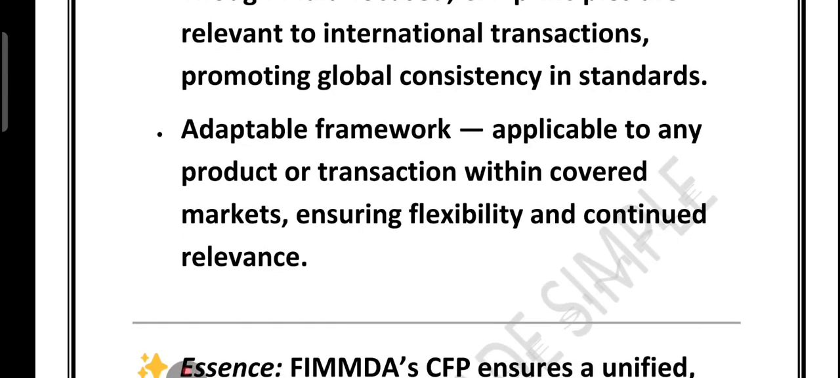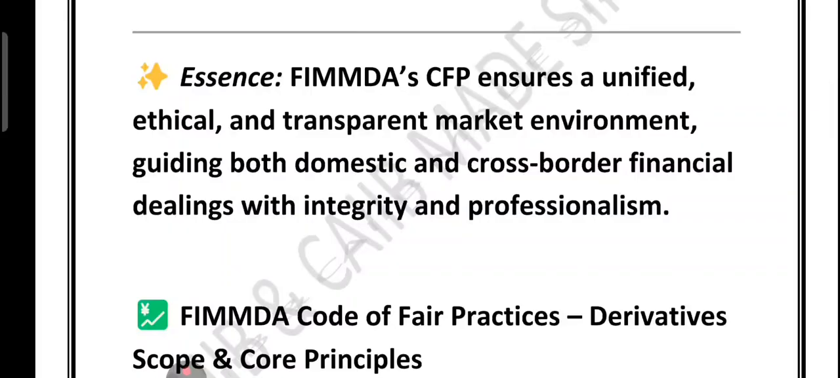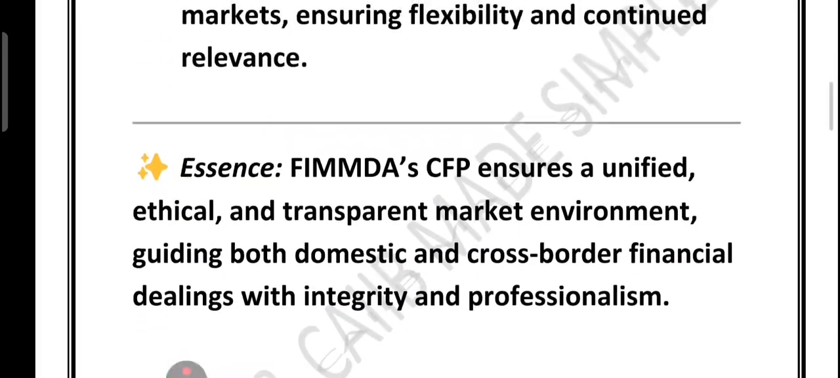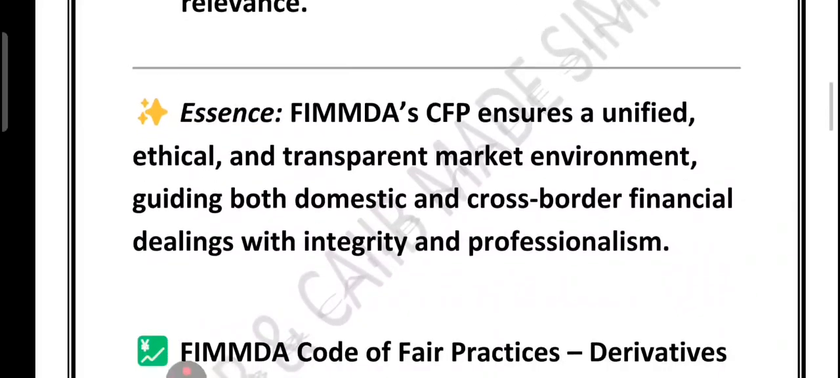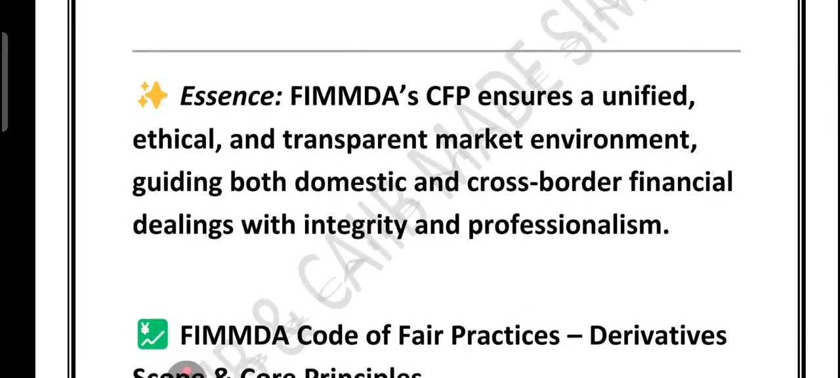What is more, the code is quite flexible, which means it can adapt to new products or evolving market situations, making it always relevant and practical. So to summarize, we can say that the FIMDA Code of Fair Practice, or CFP, helped create a unified, transparent, ethical financial environment, not just within India but even across the global market. Right, I hope this is crystal clear right now.